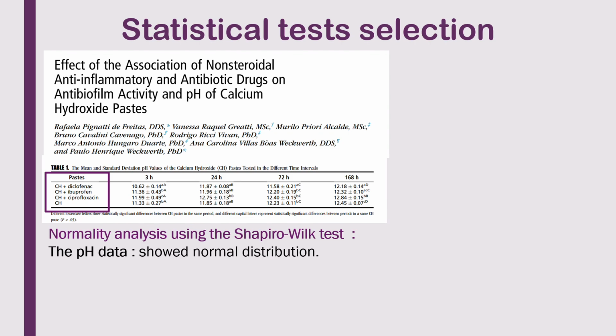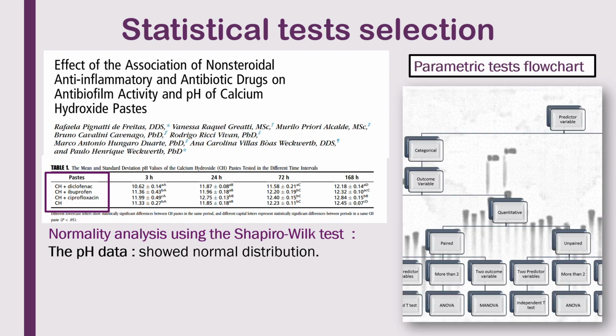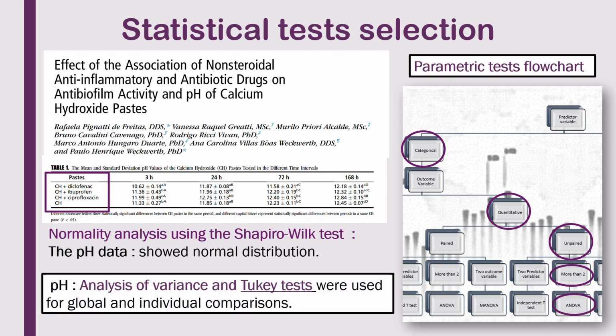They state that their pH data was normally distributed, and this time we will go to the parametric test flowchart. Again, categorical independent variable, quantitative dependent variable, unpaired data, more than two groups, and this time ANOVA should be selected since we are dealing with parametric tests, and that's what the authors did. But again, they used another test, which is Tukey's test, beside ANOVA.